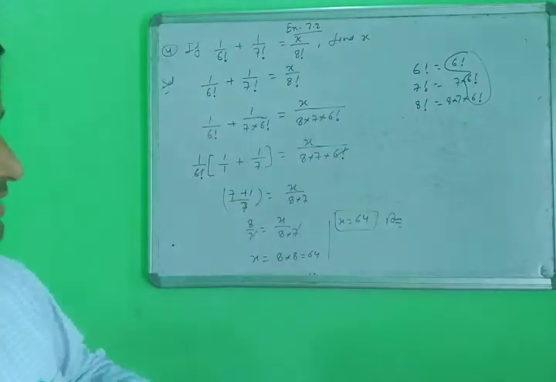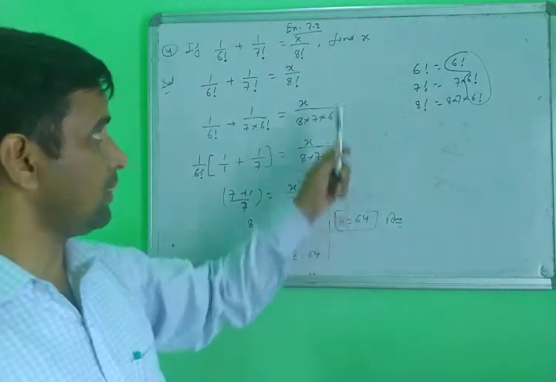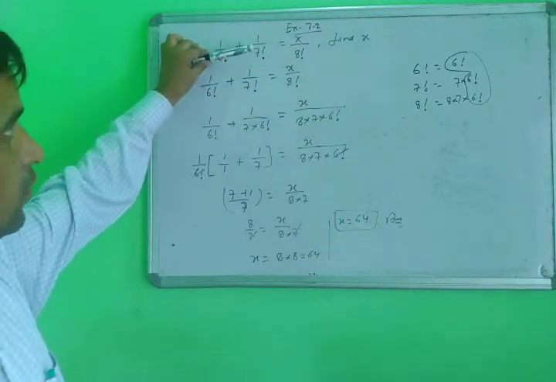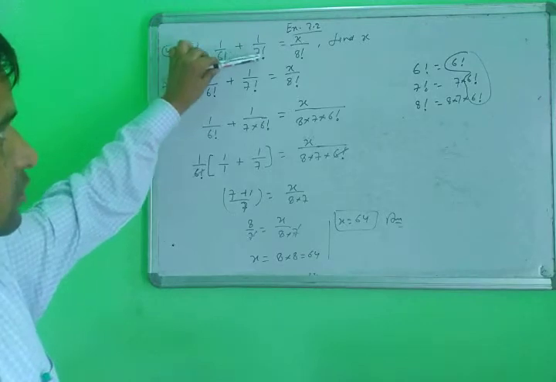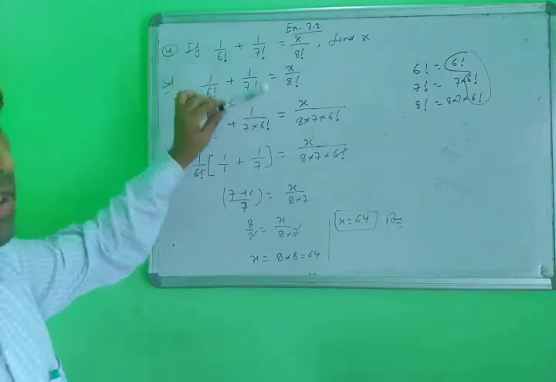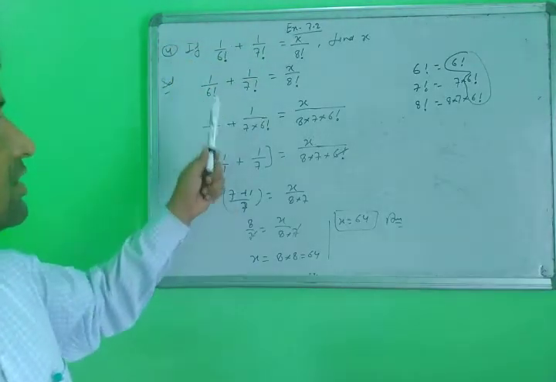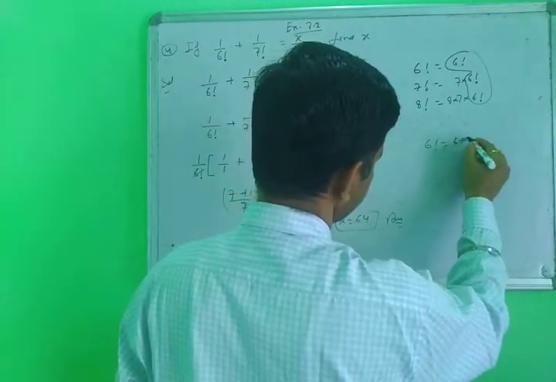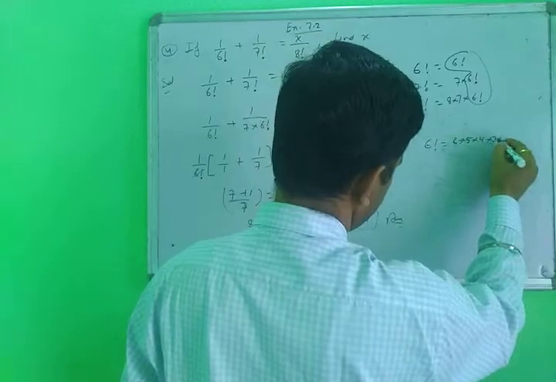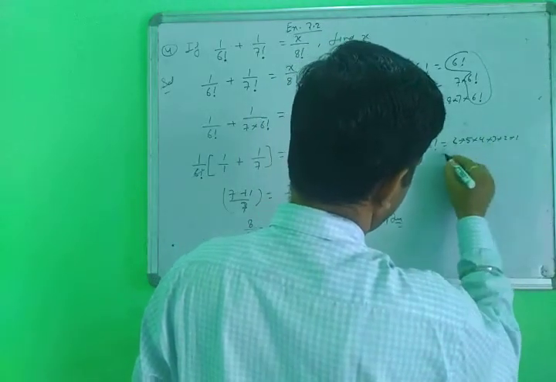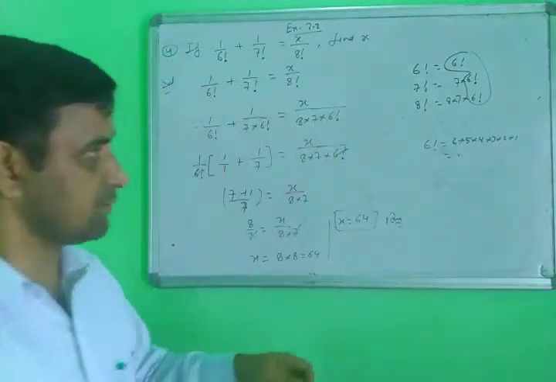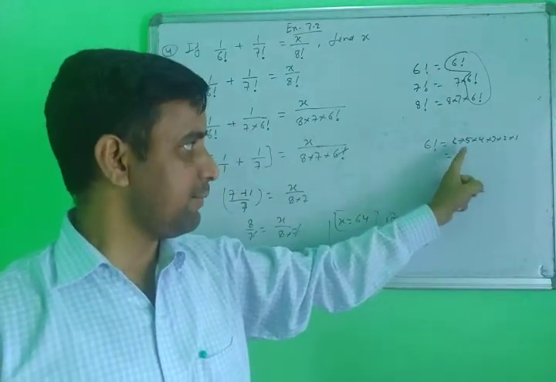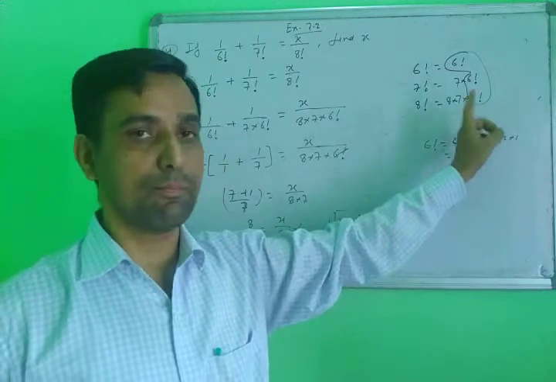What is the value of x? The value of x here is 64. This is your answer. But when you calculate factorial 6, factorial 7, factorial 8, be very careful: you don't expand this factorial 6 in this way. Don't expand it as 6 into 5 into 4 into 3 into 2 into 1. Suppose you expand, the answer will be the same, the answer will not change, but it consumes more and more time.